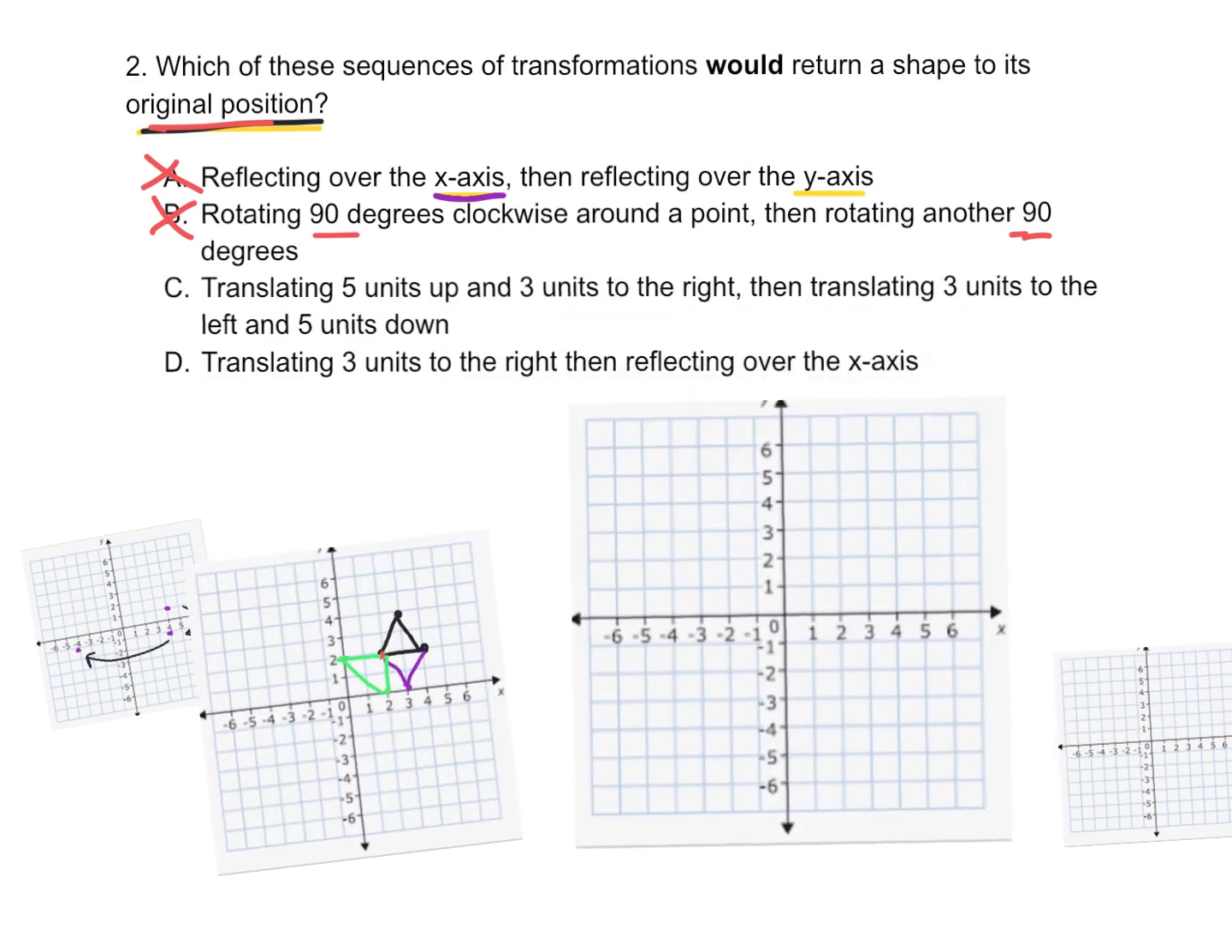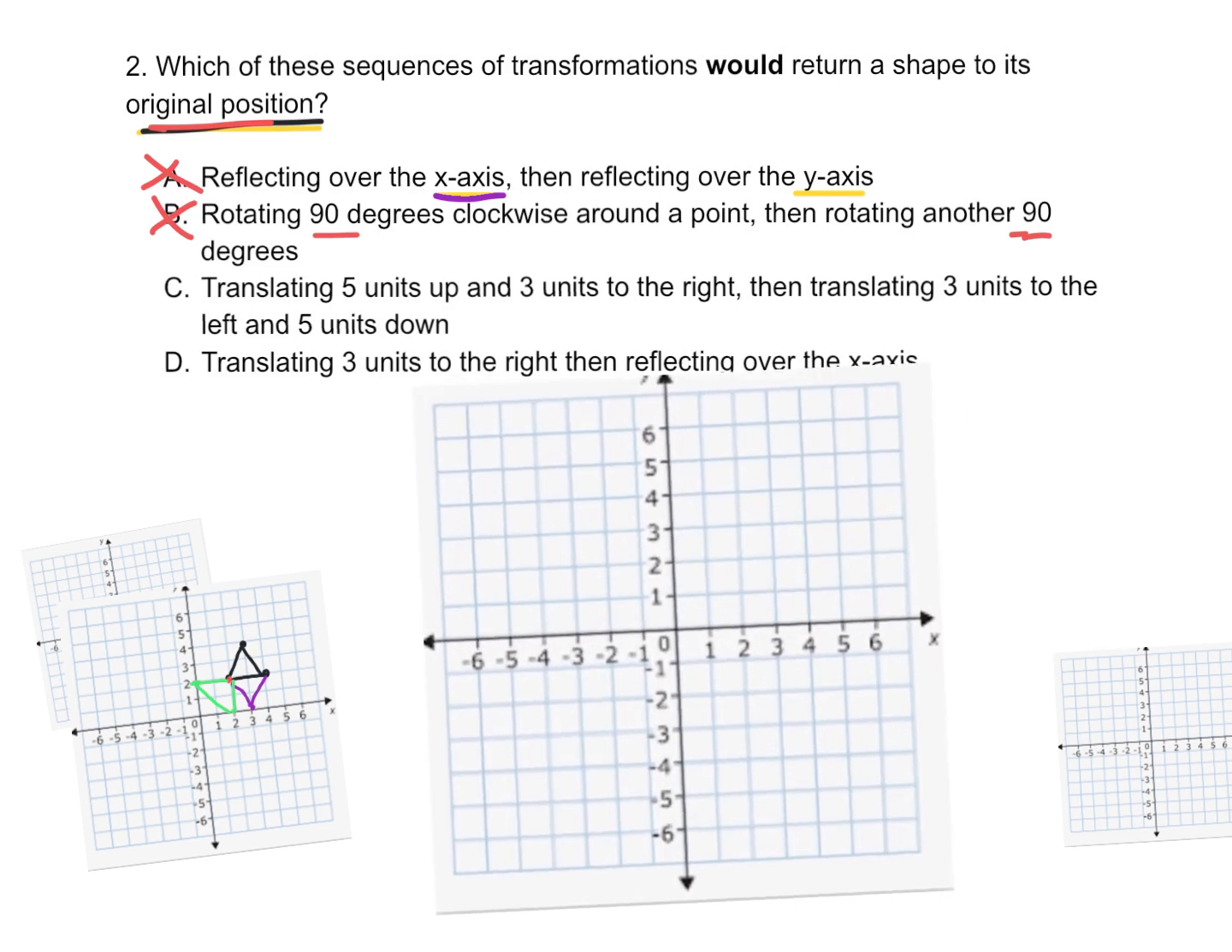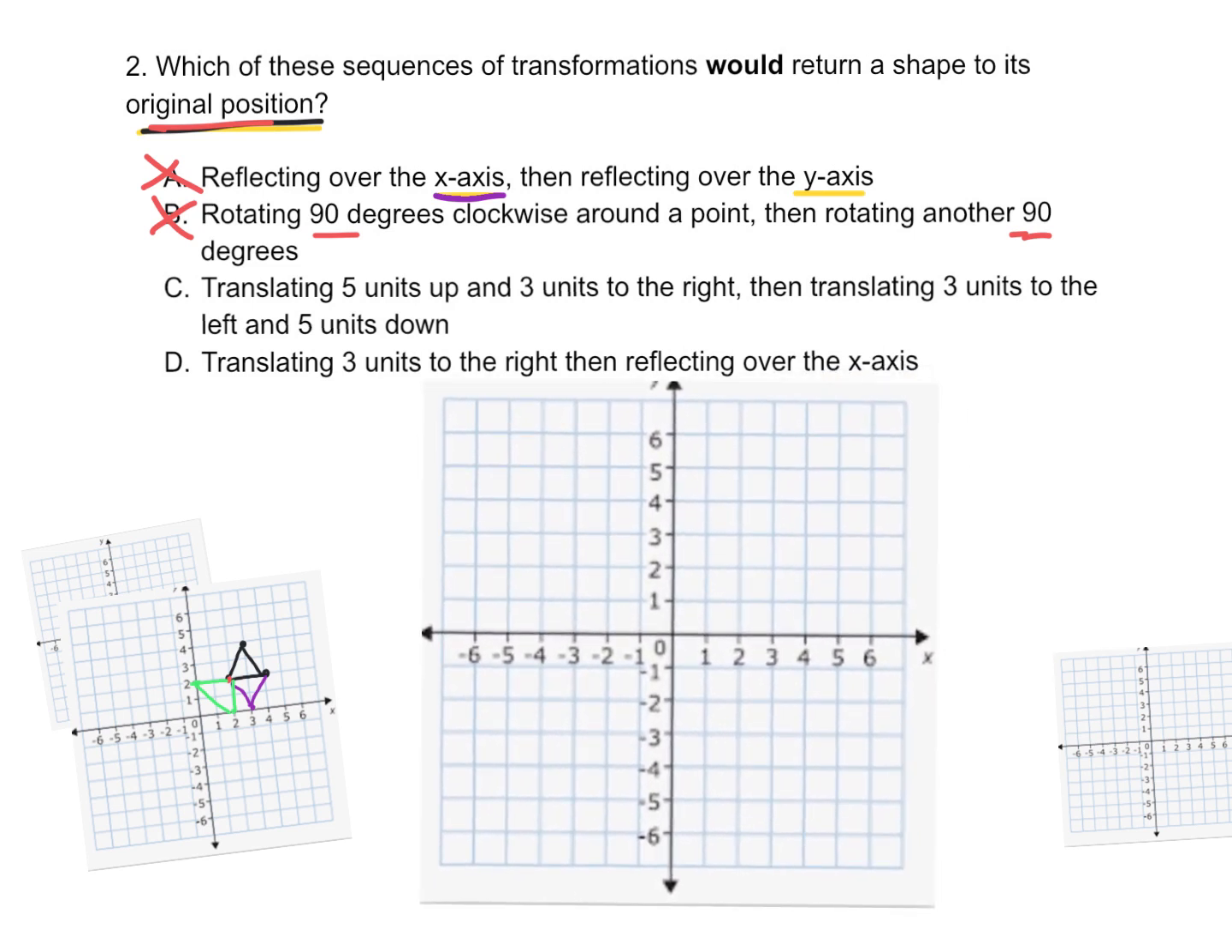All right, next up is translating 5 units up and 3 units to the right. So we do that first, and then we're going to translate 3 units to the left and 5 units down. This one might work, so let's try it. I'm going to start right down here. Okay, so let's go 5 up. 1, 2, 3, 4, 5, and 3 to the right. 1, 2, 3.